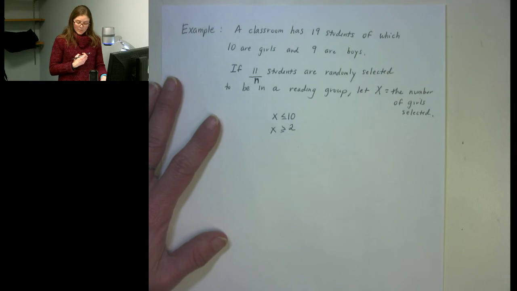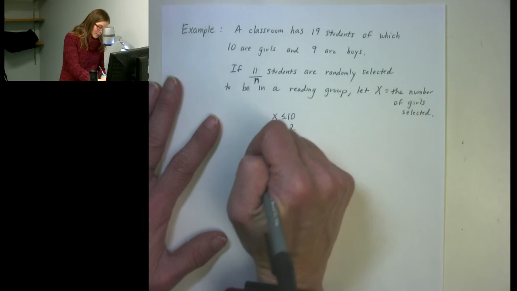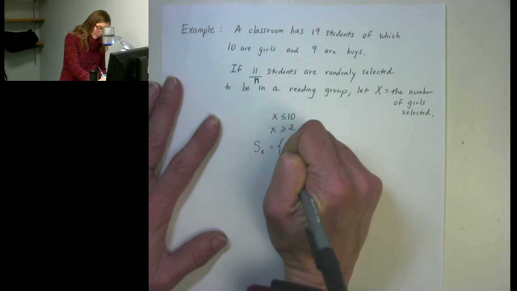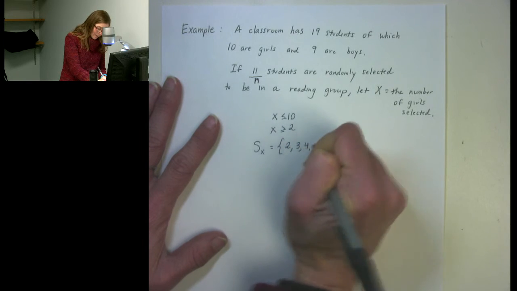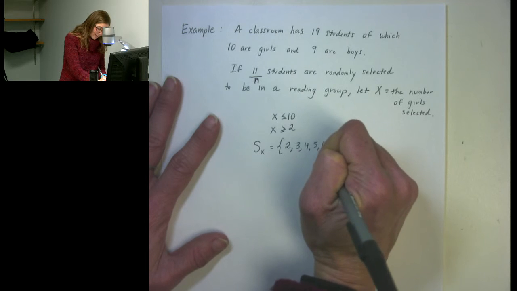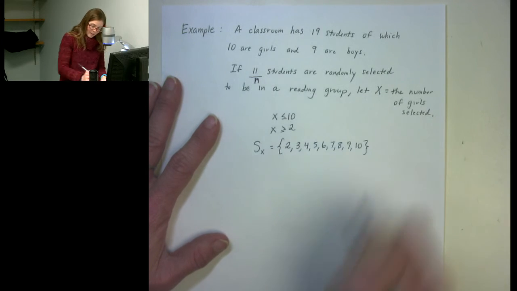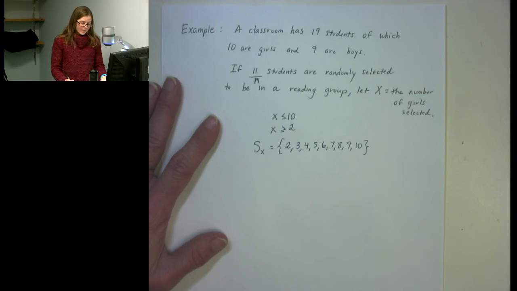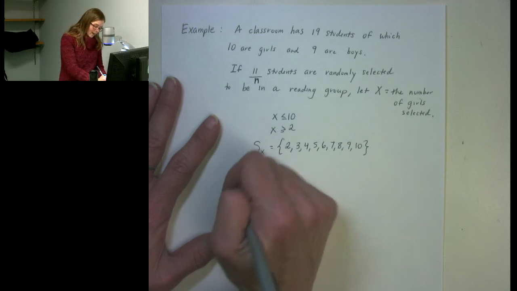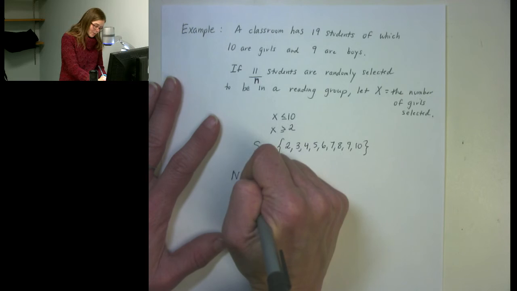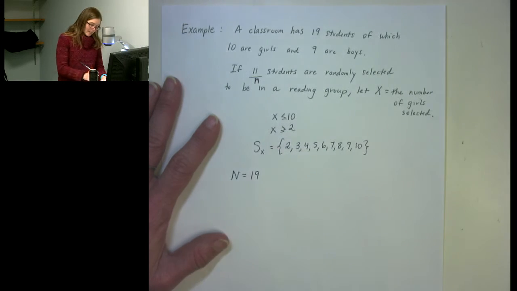Because if I had all the boys in there, I'd still need to have 2 girls to get a group of 11. So when I'm thinking about the support of x, the support of x is going to be the integers from 2 up to 10. And just thinking about this in terms of the notation I talked about before, n is the total number of objects, in this case students, so that's 19.